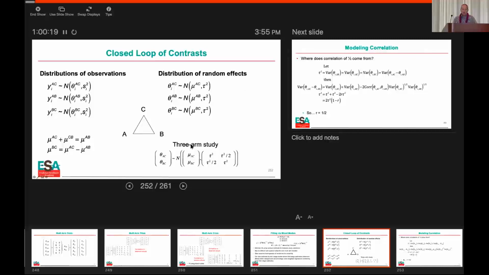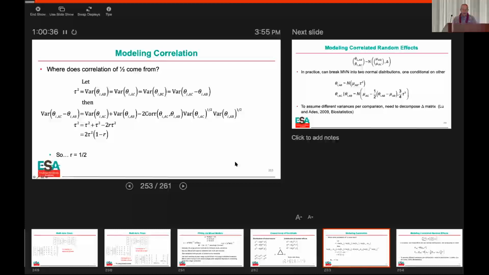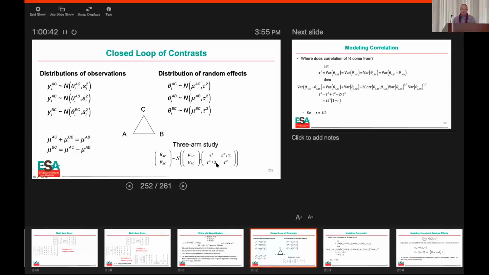And because of the fact that these variances are the same, and because of the consistency assumption that the difference in these 2 is equal to that, what happens is that you can show that the correlation between these 2 things has to be a half. And in the next slide, I've actually shown you how to prove that, but that's not that important. The important thing is that if you make this homogeneous variance assumption, you induce this correlation of a half.